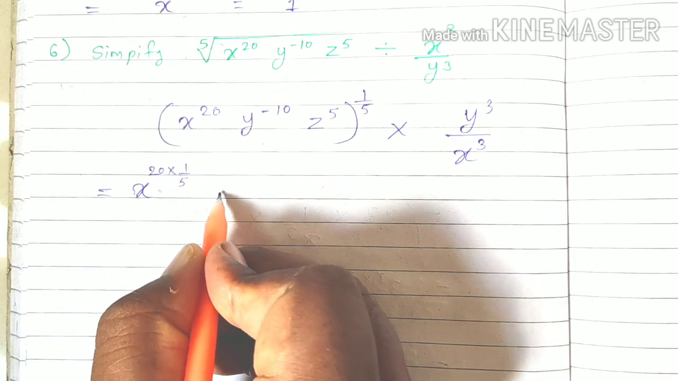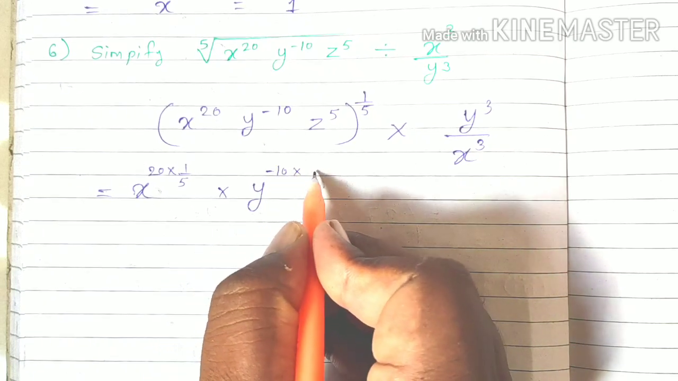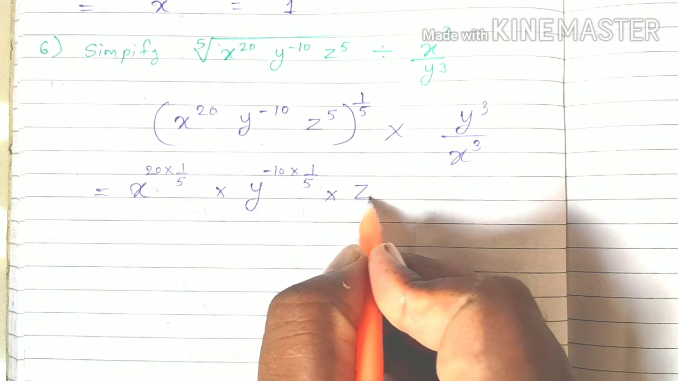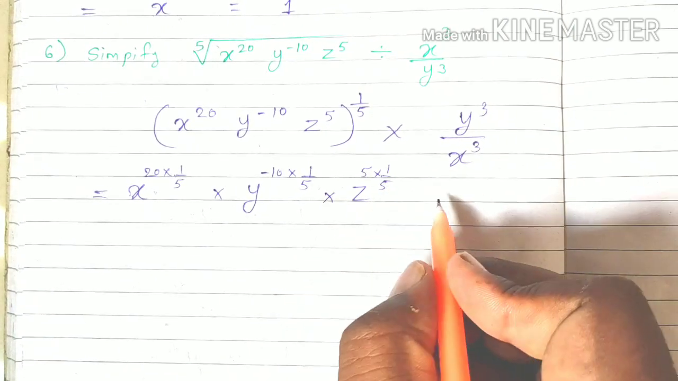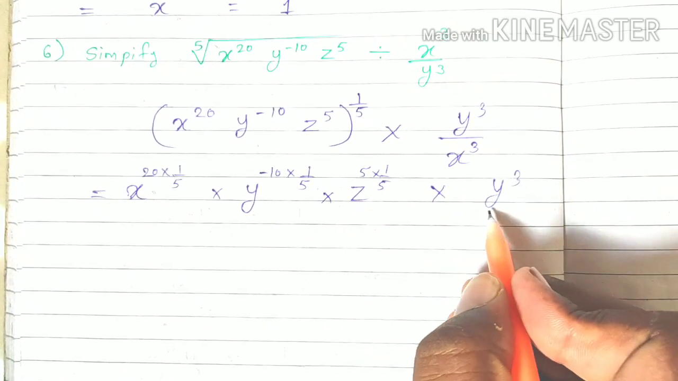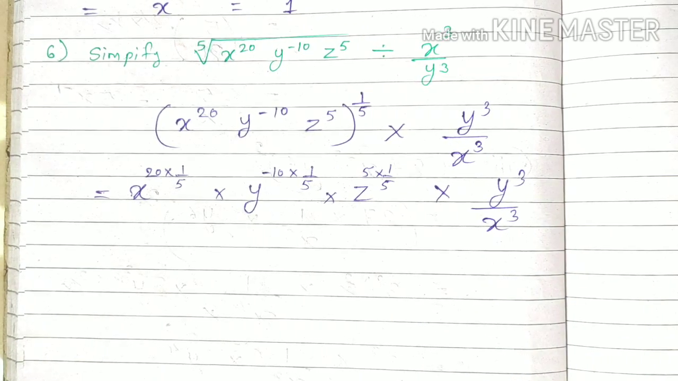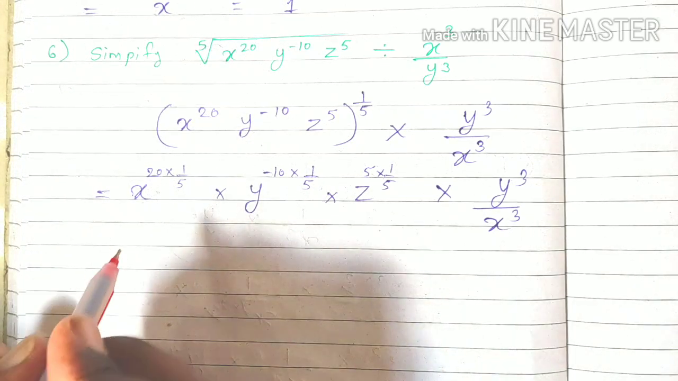Now 1 by 5 is common for all these three, so let us make a separation of that. So it becomes x raised to 20 multiplied by 1 by 5, multiplied by y raised to minus 10 multiplied by 1 upon 5, then z raised to 5 multiplied by 1 upon 5, and also the last one is this value, y raised to 3 upon x raised to 3. Okay.